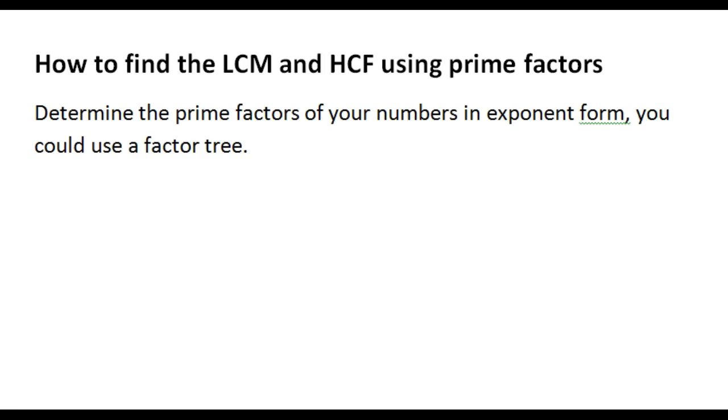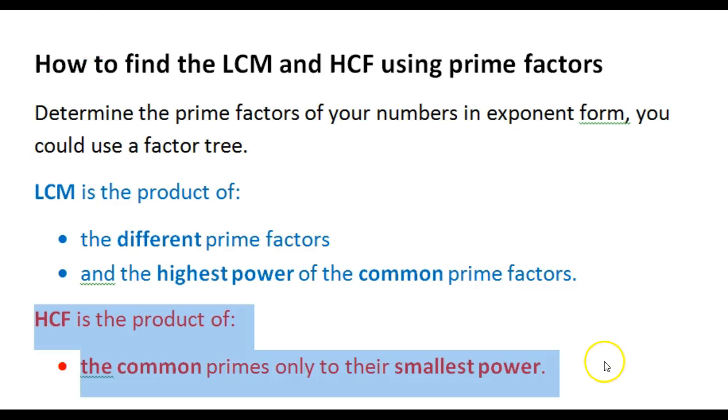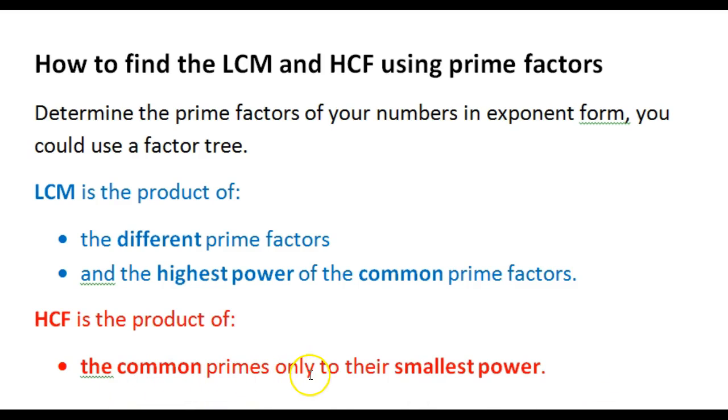Now you could use a factor tree to work this out for your numbers. To find the lowest common multiple, it's actually the product of all the different prime factors and the highest power of the common prime factors. The highest common factor is the product of the common primes only to their smallest power. The best way to see this is by an example.